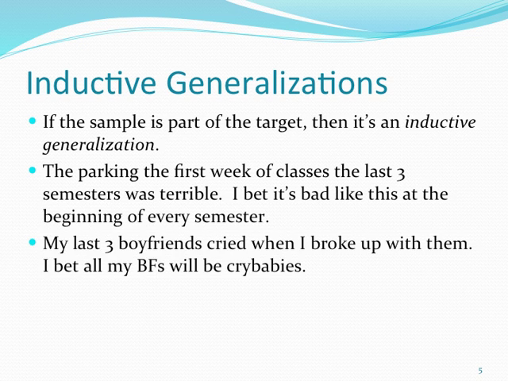Okay, here's another generalization. My last 3 boyfriends cried when I broke up with them. I bet all my BFs will be crybabies. So the sample here are the last 3 boyfriends, and the target are the boyfriends in general. The property in question is the property of being a crybaby. Notice the sample is part of the target. The last 3 boyfriends are a part of all the boyfriends.